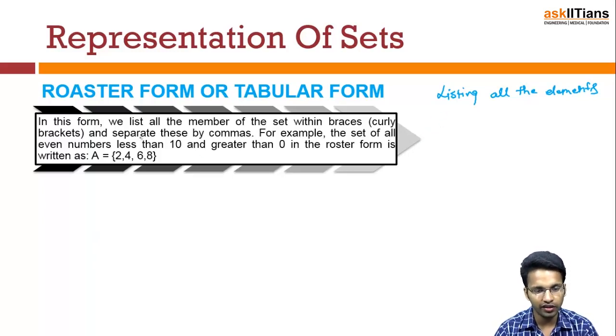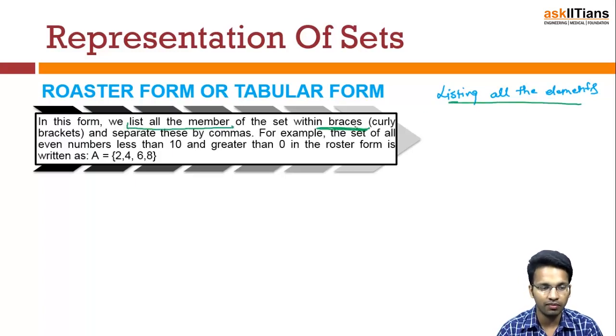Okay, for example, if this is given here, in this form we list all the members. That is the word I have used here also, listing all the elements within the braces. Again, the curly brackets I have mentioned, and the elements are separated by commas. Now, member, object or element, whatever you call it.